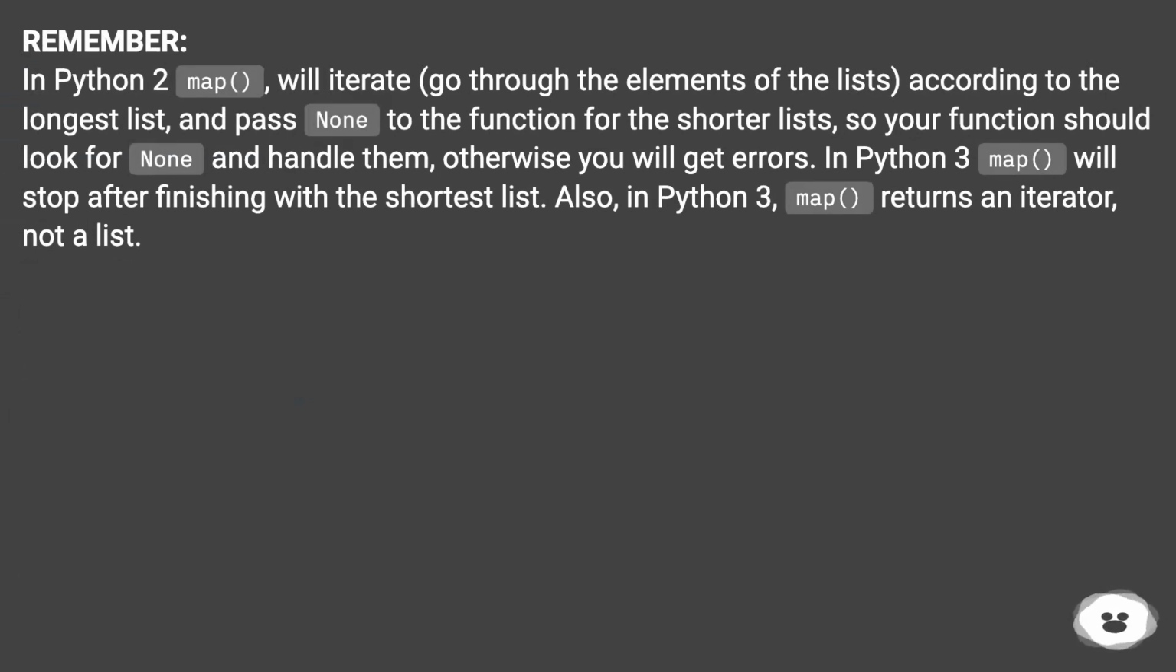Remember, in Python 2 map will iterate through the elements of the lists according to the longest list, and pass None to the function for the shorter lists, so your function should look for None and handle them, otherwise you will get errors. In Python 3 map will stop after finishing with the shortest list. Also, in Python 3, map returns an iterator, not a list.